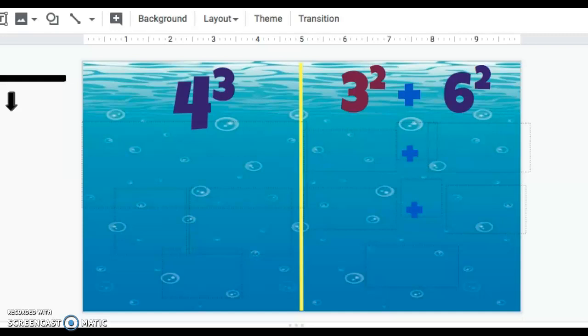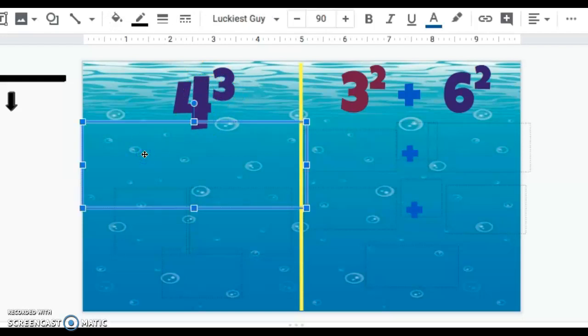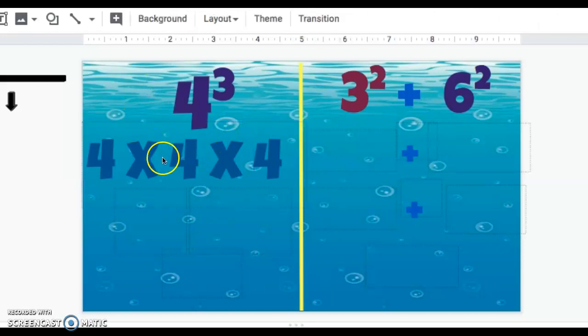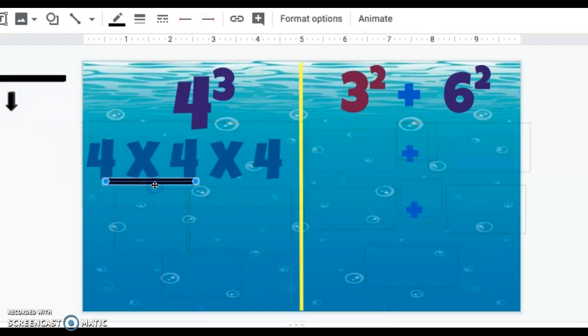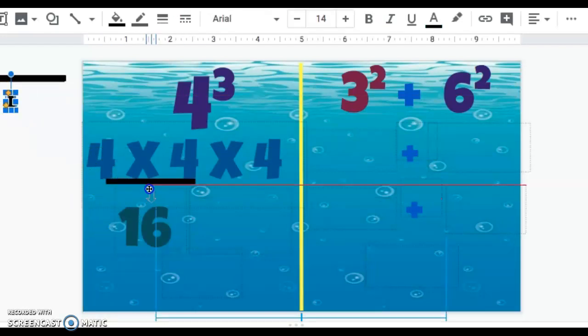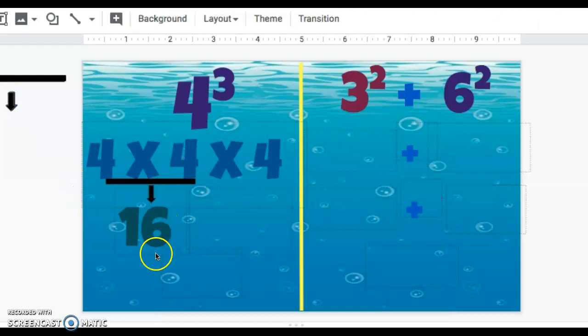So you have 4 to the third power, which is also the same thing as 4 cubed. The first step when evaluating exponents is you want to make sure to write it out in expanded form. So you're going to write that out as 4 times 4 times 4. Now that you have it in expanded form, you're going to want to group facts that you know. So you know that 4 times 4, and I'll even underline it for you, is 16. So you're going to put 16. I'll even draw an arrow to help you see that it goes down to 16.